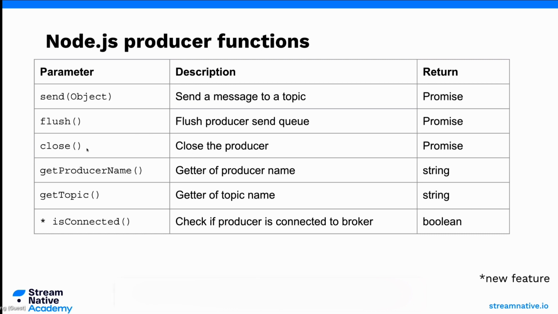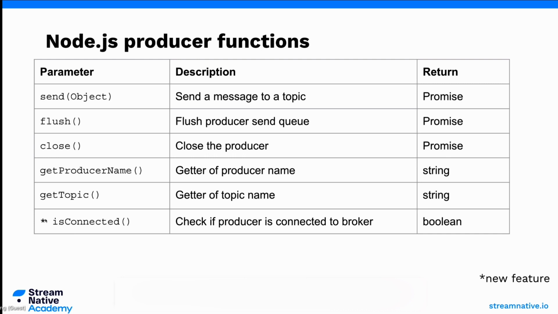Okay, function close, you close the producer. You can get a producer name, you can get a topic. There's a new function called isConnected. This is a good function. Before you send a message, you want to make sure that it's connected. Somehow the broker may unload it, and the broker needs to be reconnected. You can use this function before you flush your data, before you send your object to the broker.